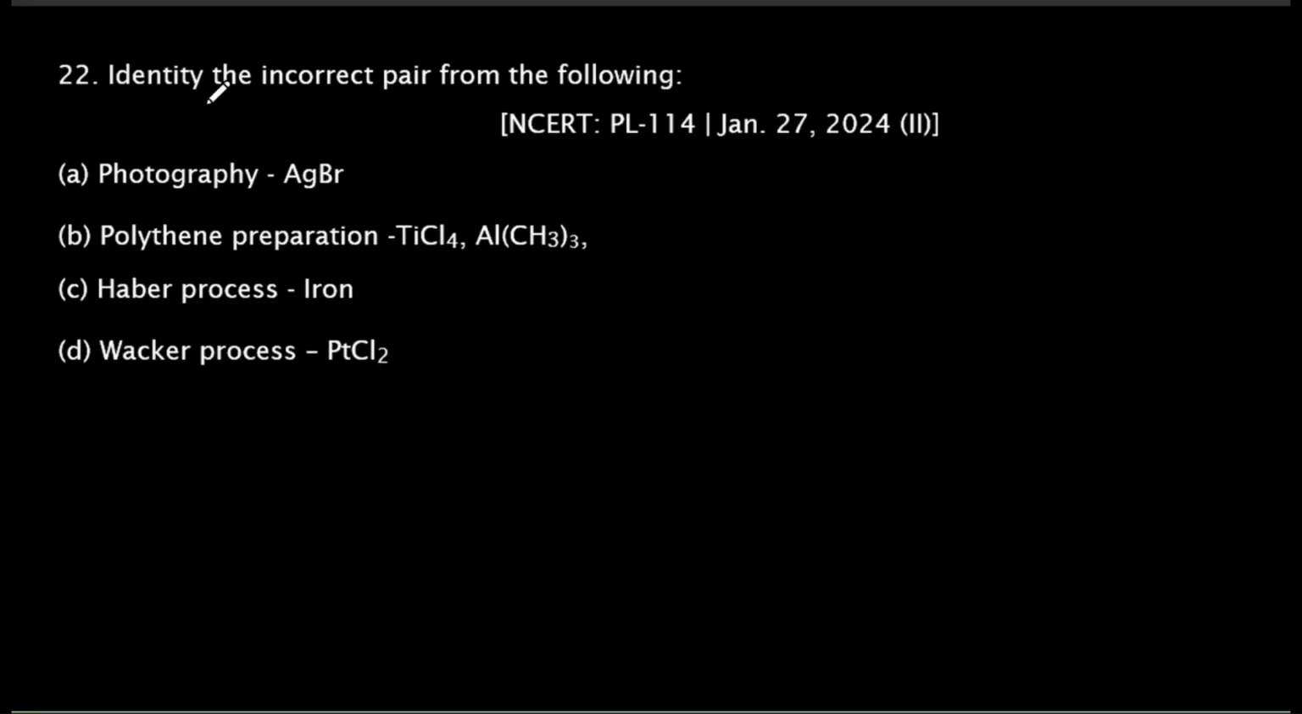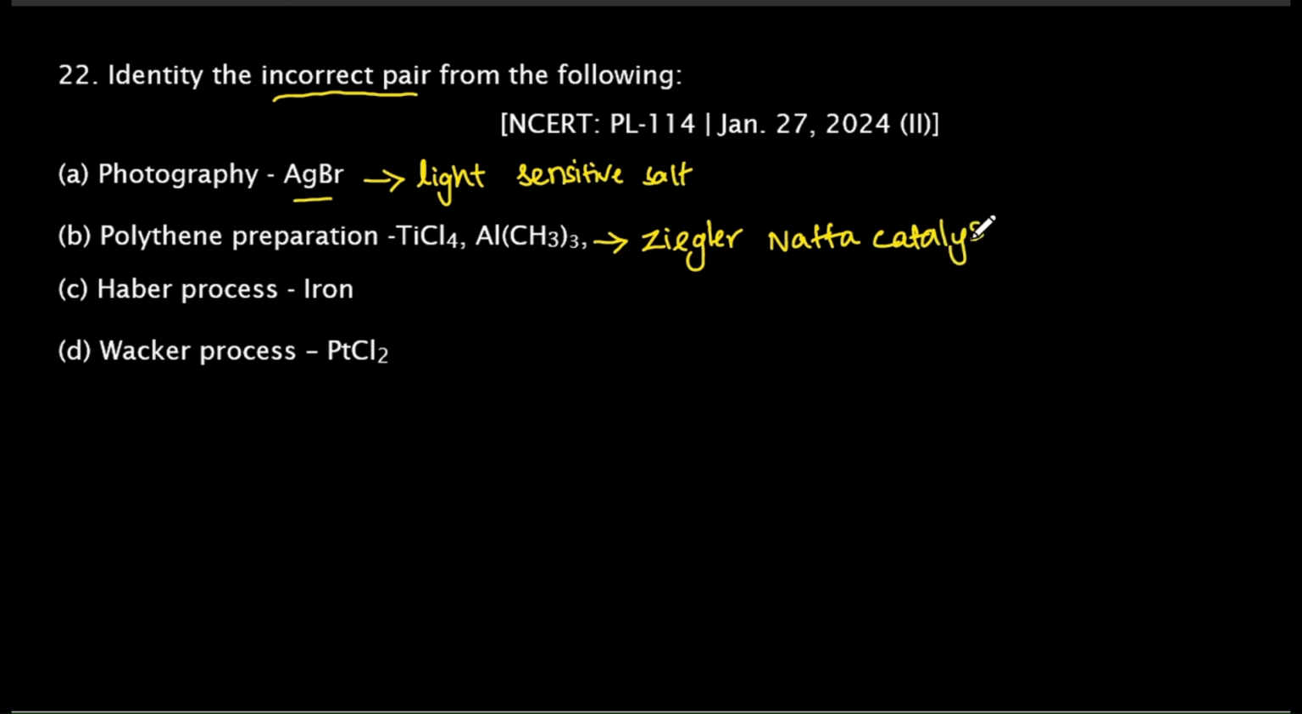The next question is, identify the incorrect pair from the following. The first option is photography, AgBr. We already know in photography, silver bromide is used as it is a light sensitive salt. So it forms the image in the film when it is exposed to light. The next option is polythene preparation, that is polymerization of the alkene, and for this Ziegler-Natta catalyst is used. We already saw Ziegler-Natta catalyst is titanium tetrachloride and triethyl aluminium. So both option A and B are correct pairs, but in the question they are asking for the incorrect pair.